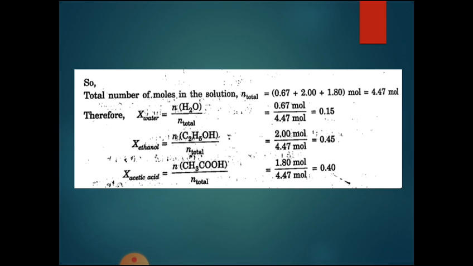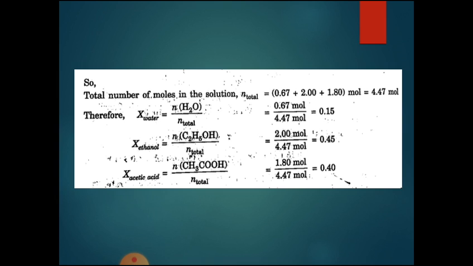Mole fraction of water is equal to, how will we write? The mole fraction equation is: mole fraction of water is equal to number of moles of water divided by the total number of moles of the solution. Here we get the number of moles of water as 0.67 mole divided by the total, 4.47 mole. So substituting, the moles get cancelled and you get the mole fraction as 0.15.